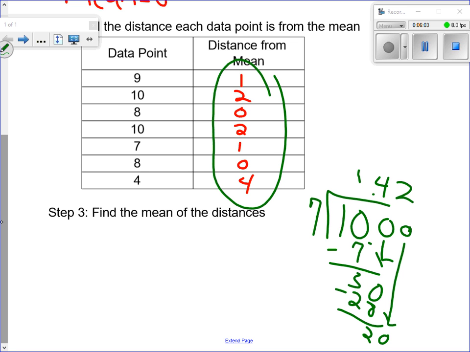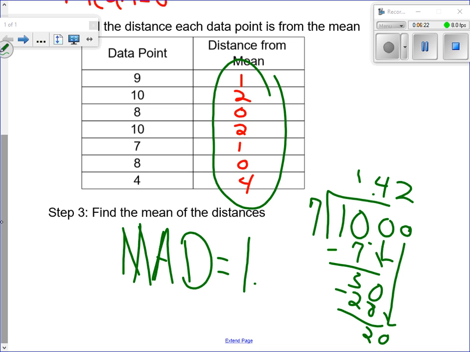We'll stop there. We're going to round this off to 1.4. So my MAD, my mean absolute deviation, is about 1.4. That little squiggly equal sign means about.